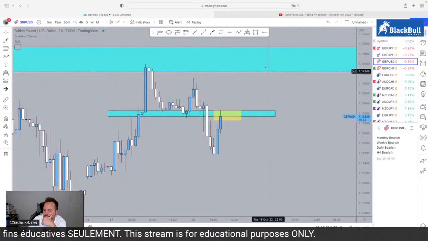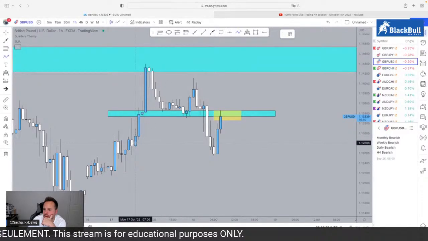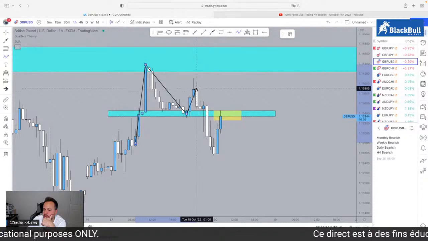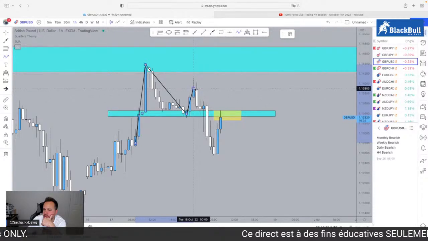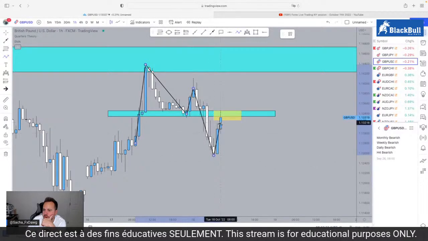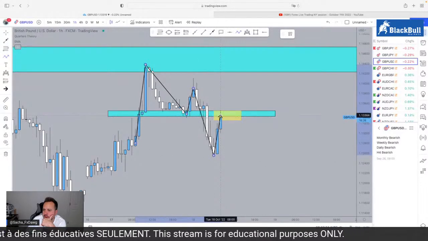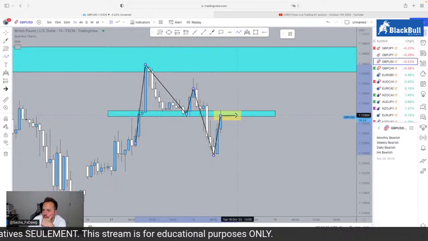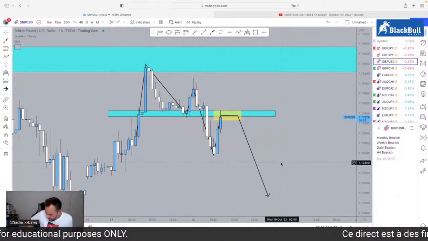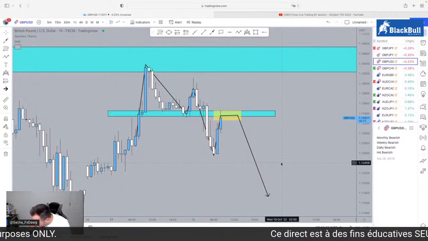1 hour is even cleaner. You see, we're bullish here. Bam. And what happened here? Bam! And now we just flip bearish. And again, we're coming back to retest here, we'll form resistance and continue down. Let's go, I'm excited.